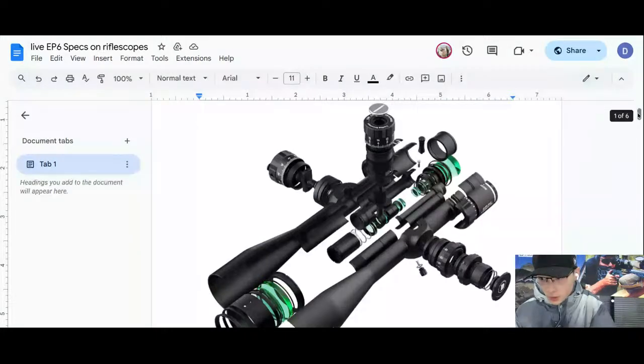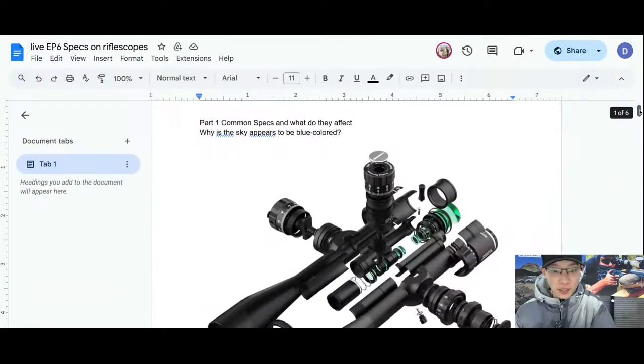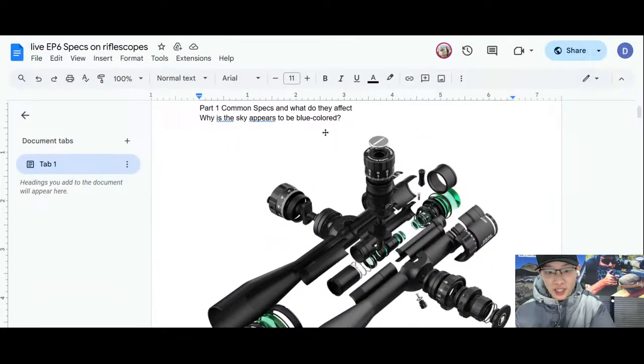Okay, so before we start, since we are talking about optics, there's a burning question I want to ask you guys. If you can explain it, why does the sky appear to be blue?